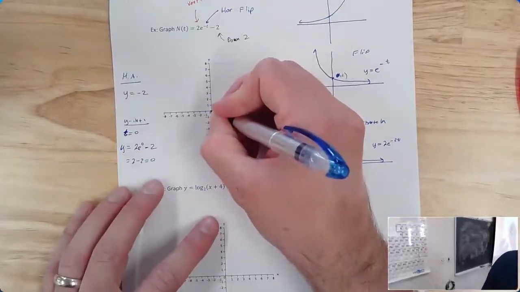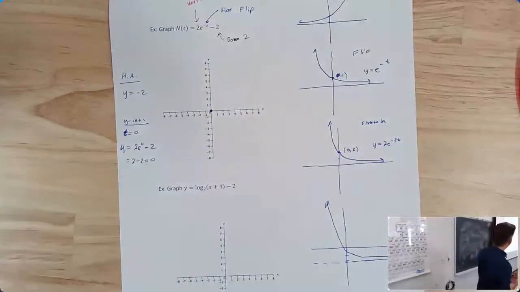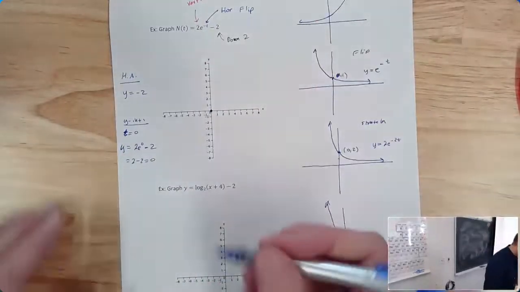So that's why I would say you just want to think about the shape. I see that my shape looks like this. I shifted it down 2. I should draw my horizontal asymptote.